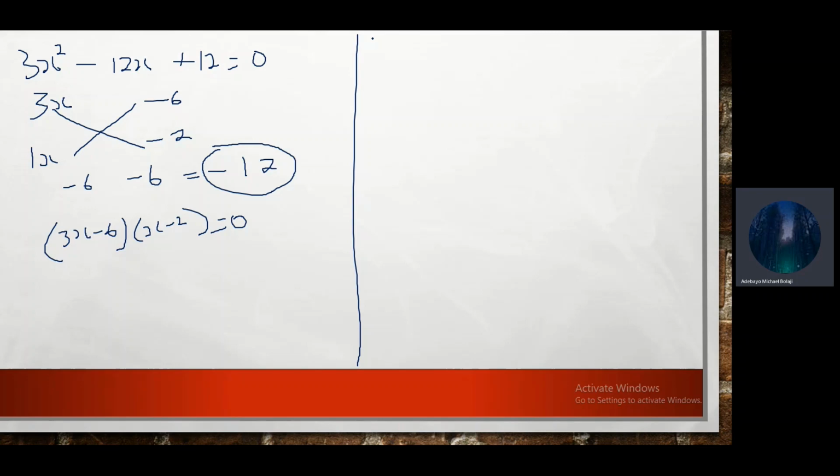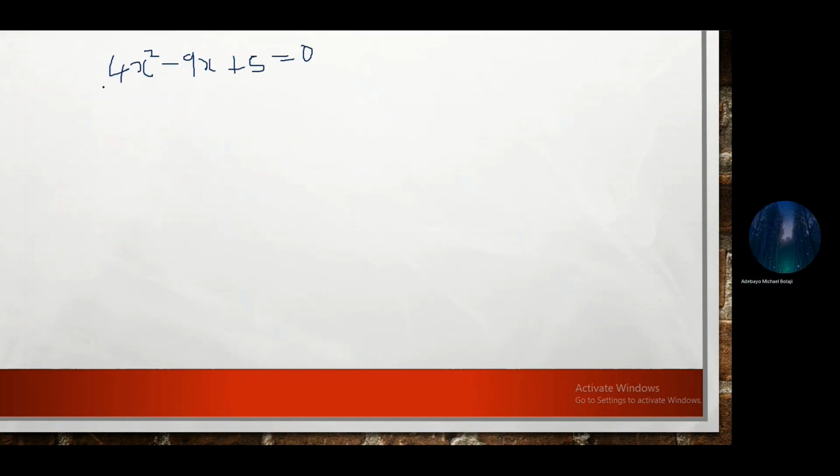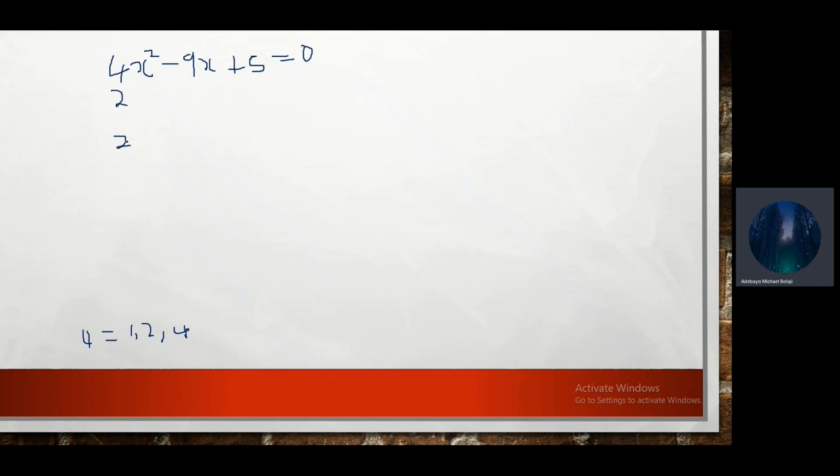Let's pick another equation. Okay, let's pick this equation to make ourselves clearer. Now, we have 4 here as the coefficient of x squared. So finding the factors of 4, the factors of 4 are 1, 2, and 4, right? So assuming we pick 2 and 2, I'll be making a lot of trial and error here. Just try and follow me, please.